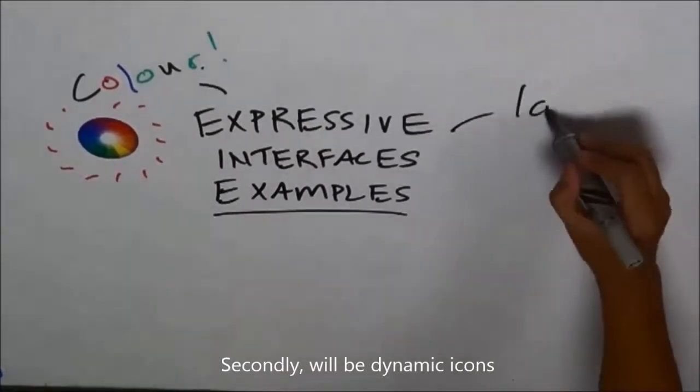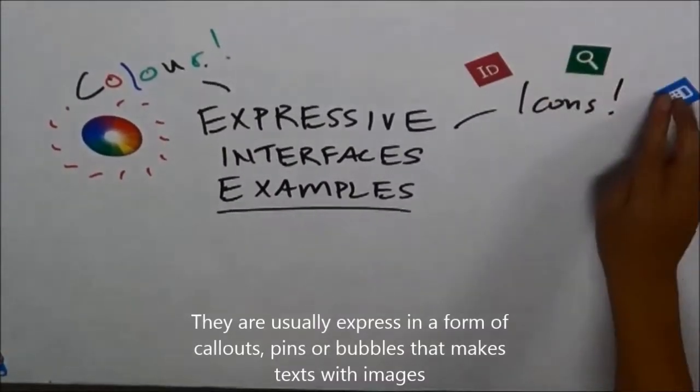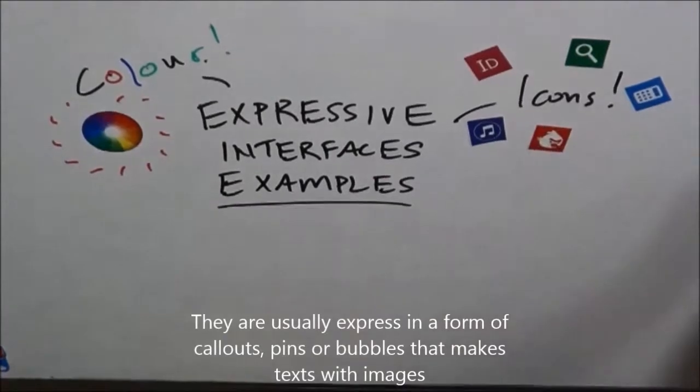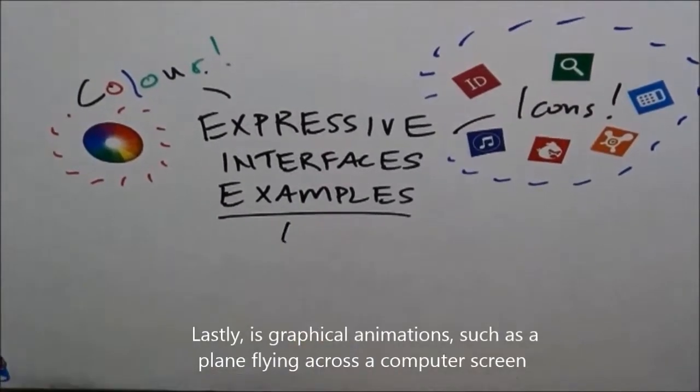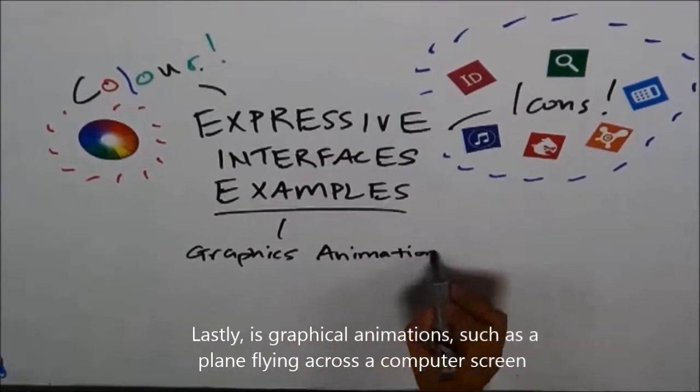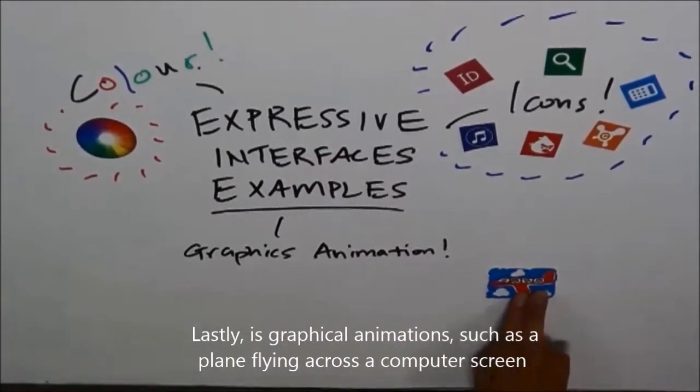Secondly, will be dynamic icons. They are usually expressed in the form of callouts, pins, or bubbles that mix text with images. Lastly, is graphical animations, such as a plane flying across your computer screen.